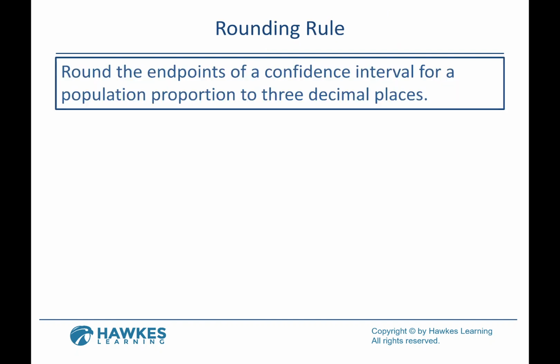We do have a little rounding rule here that our book uses. It says when we're dealing with proportions, we're going to round our final answer to 3 decimal places, just our standard.